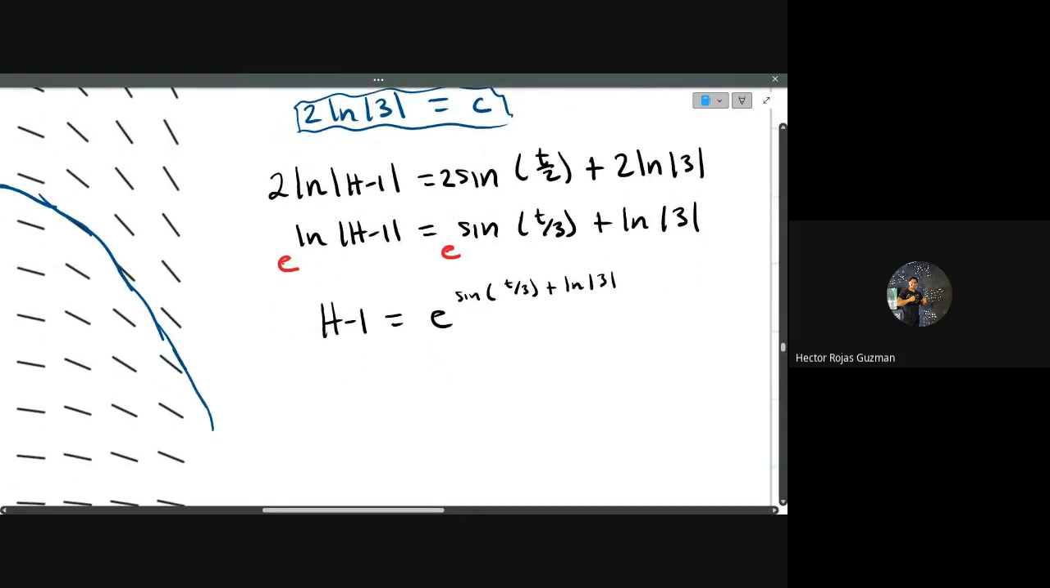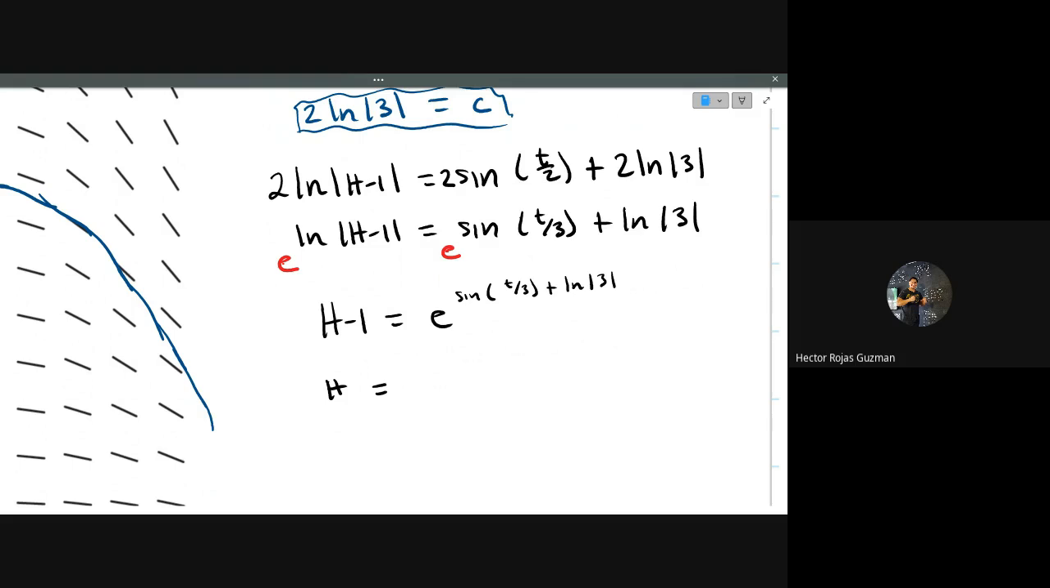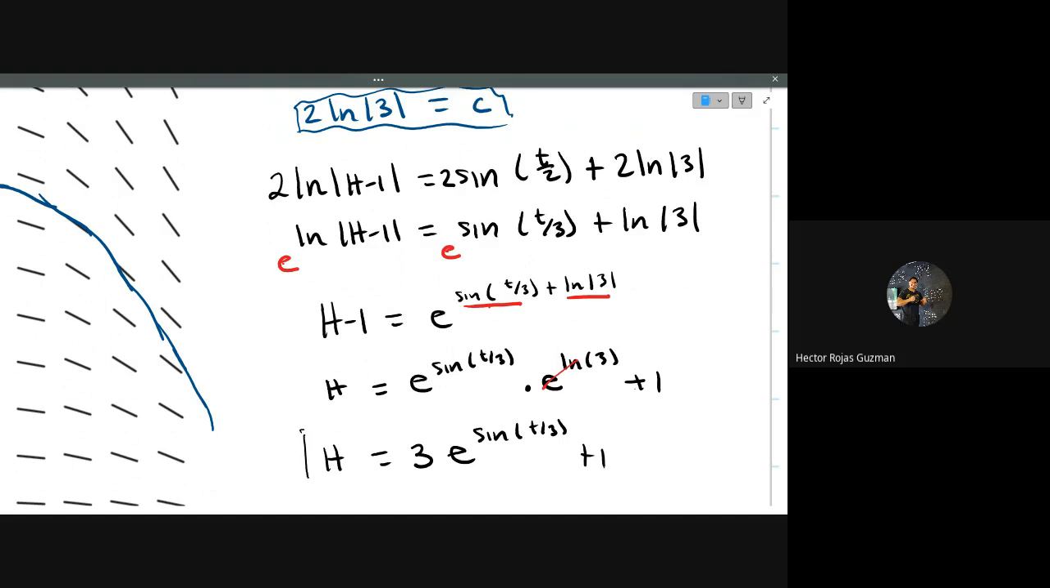Okay, we're going to do two things in the next step. We are going to add 1 to both sides, but we're also going to use the properties of exponents to separate this guy from this guy. So e^(sin(t)/3). Now addition came because there were two bases multiplied. Plus 1. e and the natural log cancel each other out, leaving us with 3e^(sin(t)/3) plus 1. And that covers question 3.